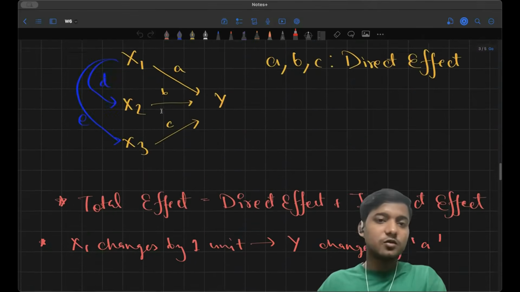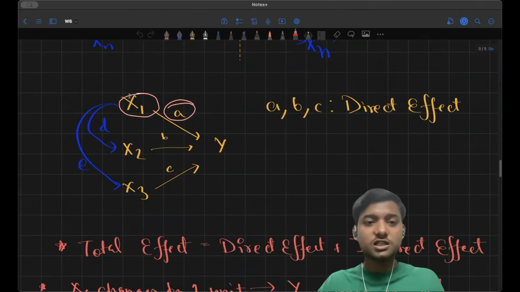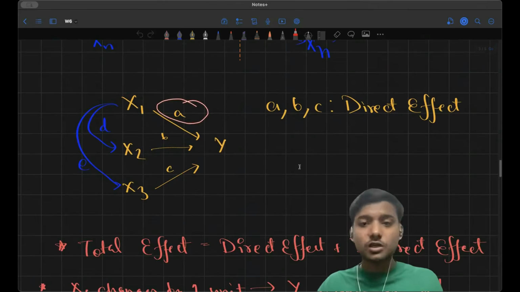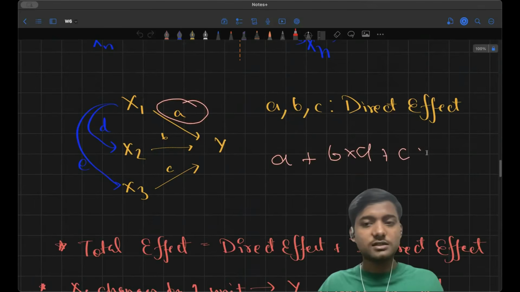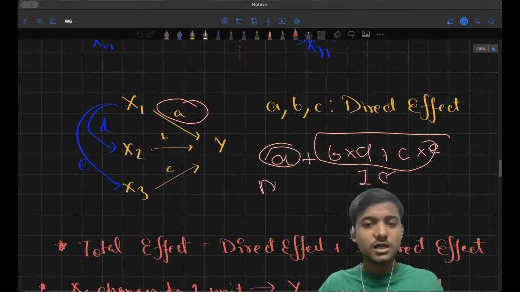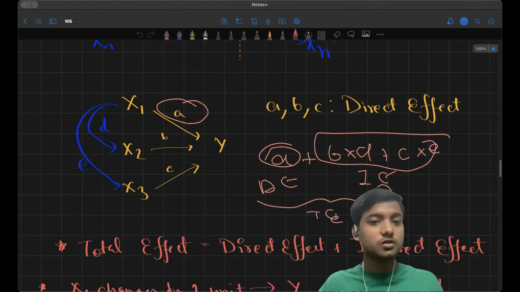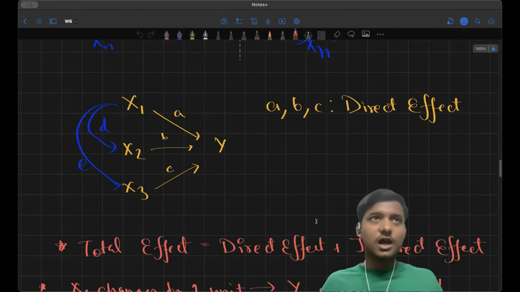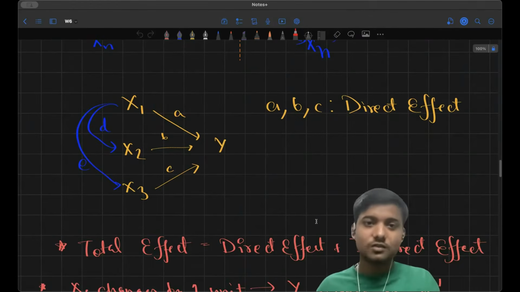Total direct effect is going to be A because I'm only changing x1. So if I only change x1, Y would get changed by A. And total effect would be A plus B into D plus C into E. So this part was my indirect effect and this part was my direct effect. And both things combined would make my total effect. So this is what your path diagram would look like. And the questions based on this are quite easy to do. You are directly given the changes, how things happen, and you just need to figure out what kind of change the question is asking you.